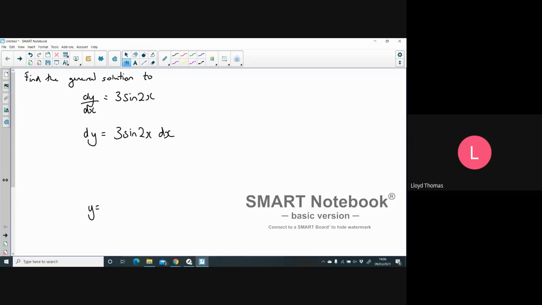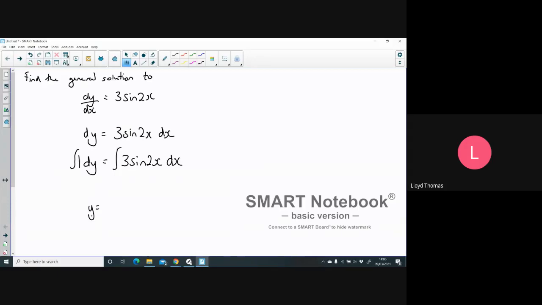So if I want to get this side to become y, I need to integrate it. Now, technically, that is 1 dy. You can't just integrate one side and get away with it. You also have to integrate the other side. So you end up with the integral of 3 sine 2x dx.